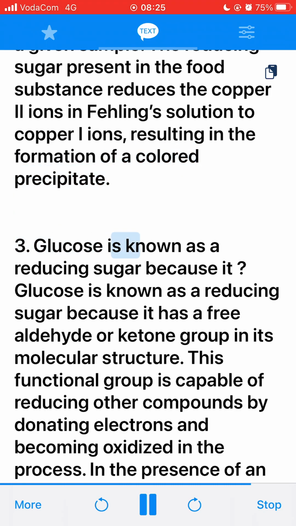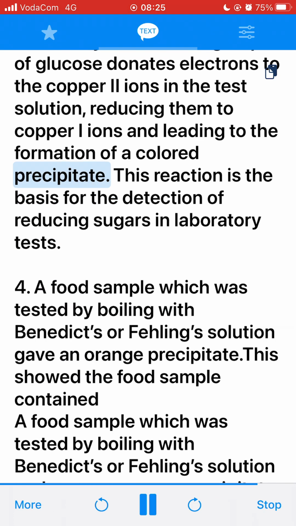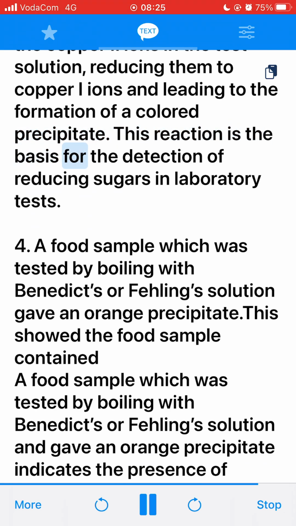3. Glucose is known as a reducing sugar because it has a free aldehyde or ketone group in its molecular structure. This functional group is capable of reducing other compounds by donating electrons and becoming oxidized in the process. In the presence of an oxidizing agent such as Benedict's or Fehling's solution, the aldehyde or ketone group of glucose donates electrons to the copper(II) ions in the test solution, reducing them to copper(I) ions and leading to the formation of a colored precipitate. This reaction is the basis for the detection of reducing sugars in laboratory tests.